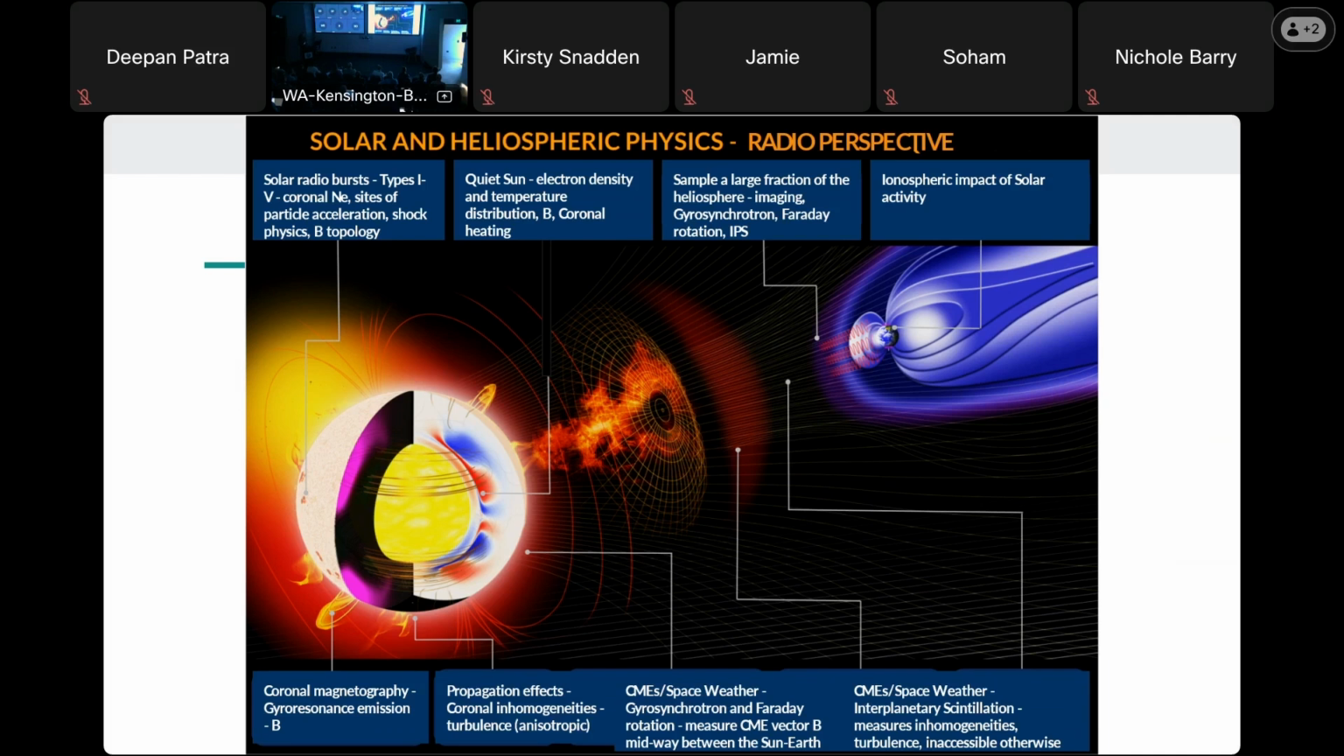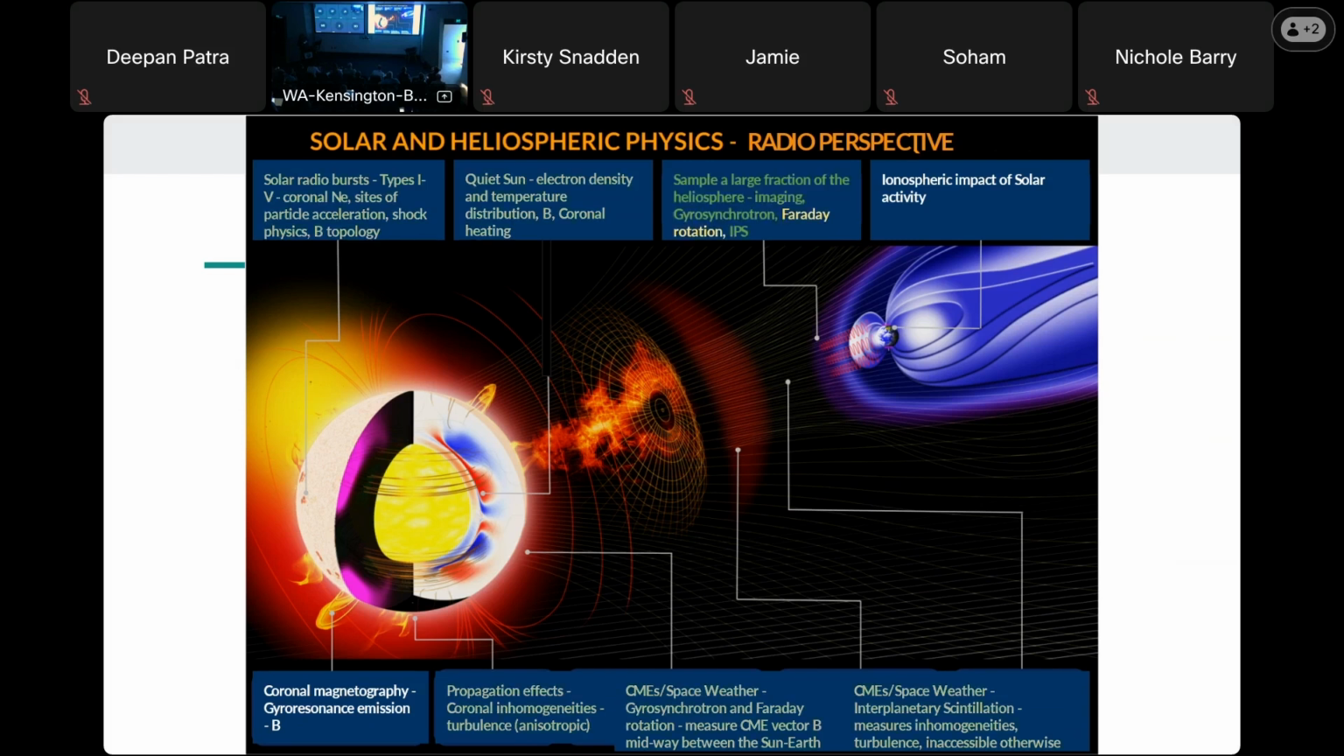And then, where is this? Okay, sorry. And this is about the interplanetary scintillation, which allows you to explore a very large part of the heliosphere, right? And that's something which John and his group have been pursuing here.